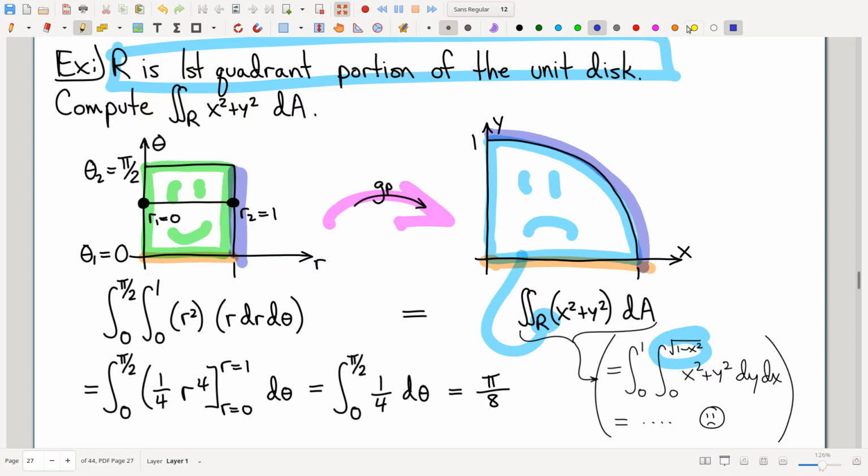What's my next color? I guess I'll use yellow. This edge, theta is pi over 2. R goes from 0 to 1. That's that left edge. And then lastly, this edge here, that whole edge is where r equals 0, and so it doesn't really matter what theta is doing. That sticks us at the origin because r is 0.